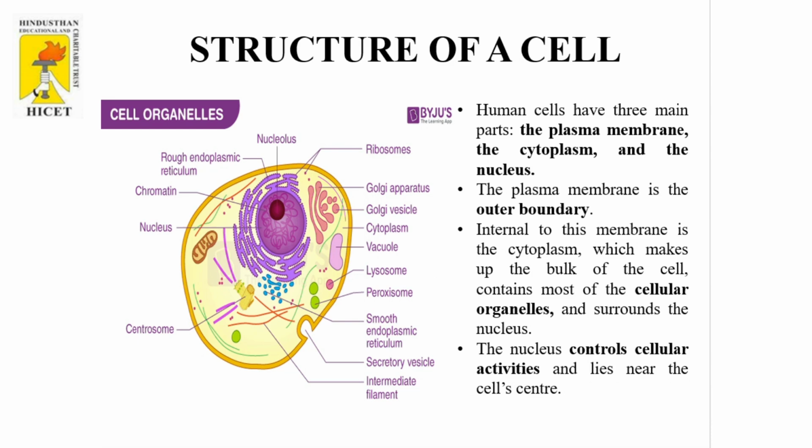Here we can see the many structures labeled as nucleus, ribosomes, Golgi apparatus, Golgi vesicle, cytoplasm, vacuole, lysosome, peroxisome, endoplasmic reticulum, centrosome. These are the major cell organelles that we are seeing. The human cells have three main parts, that is the plasma membrane, the cytoplasm, and the nucleus. The plasma membrane forms the outer boundary of the cell. The cytoplasm is the jelly-like interior that contains organelles, and the nucleus is the control center that regulates all the cellular activities. The nucleus controls the cellular activities and it lies near the cell center.